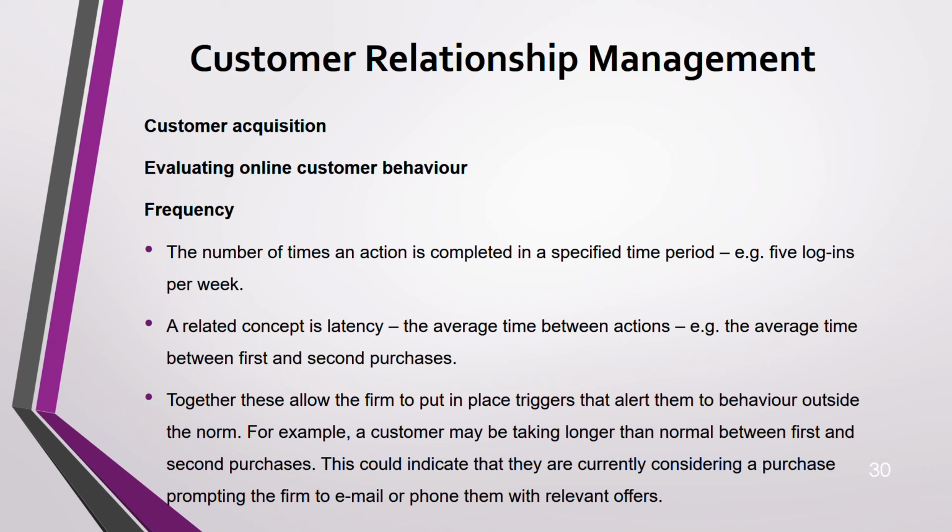So recency and frequency together allow the firm to put in place triggers that alert them to behavior outside the norm. For example, a customer may be taking too long between first and second purchase. What could you do? You make sure that time is reduced. So you bring them more offers, give them an email.